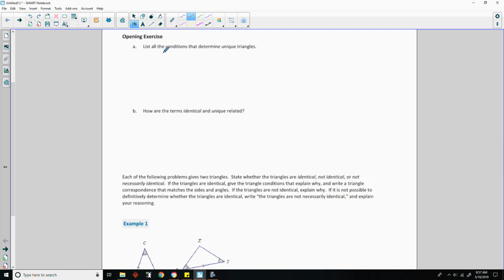unique. And the first one I would use would be if all three sides are congruent in each triangle. That's the side-side-side theorem. We also have two sides and an included angle, and when you say included angle, it goes in the middle, side-angle-side. We also have two angles with an included side, which is ASA. So we have side-side-side, side-angle-side, angle-side-angle.